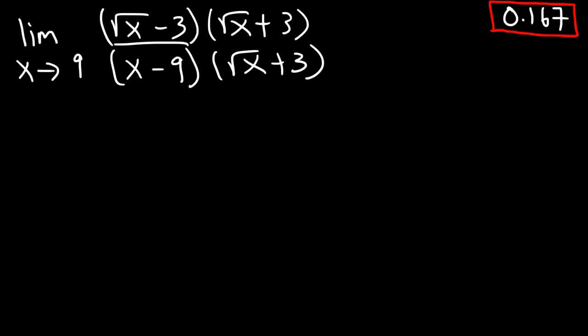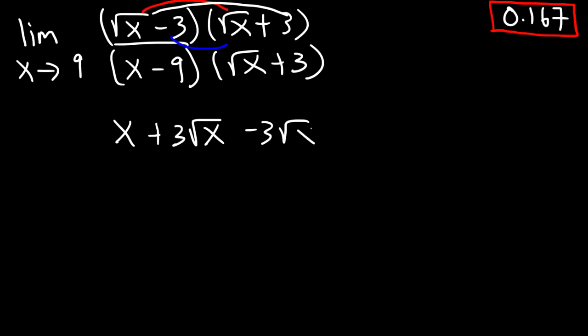Now on the numerator, we're going to FOIL. The square root of x times the square root of x is simply x. And then here we have positive 3 square root x, and then let's multiply negative 3 by root x. So that's negative 3 square root x, and then negative 3 times 3 is negative 9.